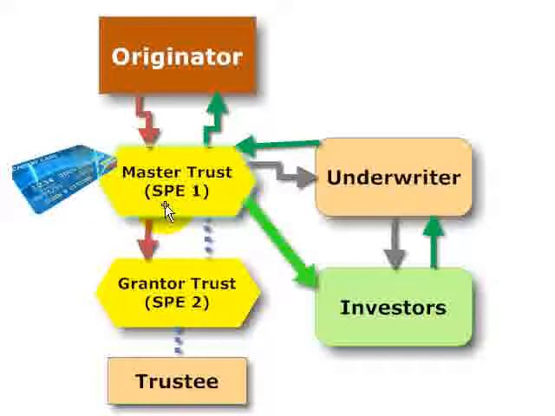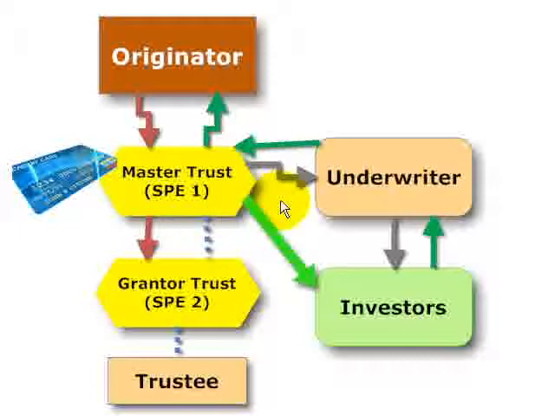Now the difference is this master trust deposits the assets into a second trust, here called the Grantor Trust or Special Purpose Entity 2. In exchange for that, the master trust retains a so-called beneficial interest in the second trust.